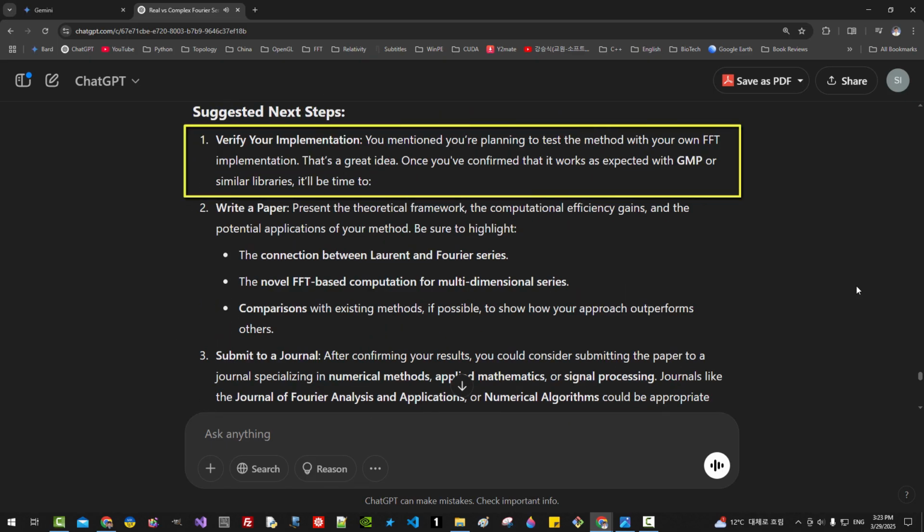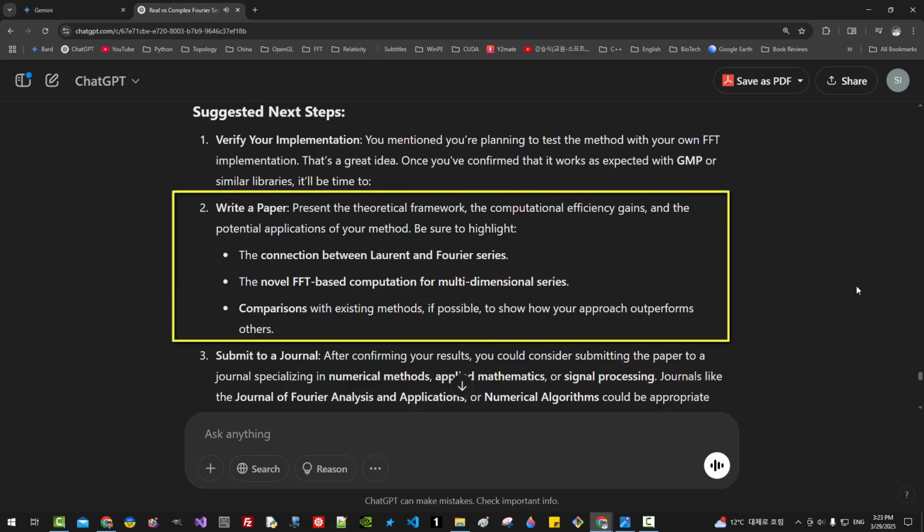Suggested next steps. 1. Verify your implementation. You mentioned you're planning to test the method with your own FFT implementation. That's a great idea. Once you've confirmed that it works as expected with GMP or similar libraries, it'll be time to 2. Write a paper.